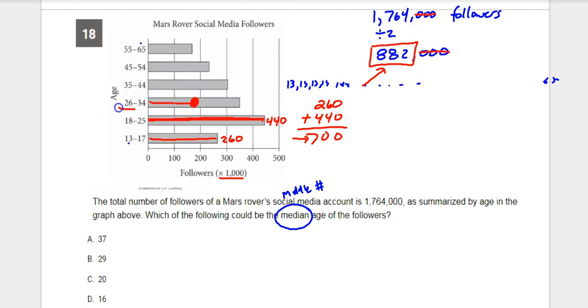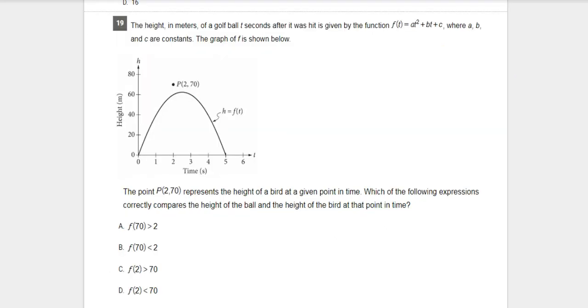So I need to find somebody within this group, and the only number that really fits into that group is B. A 29-year-old would fit somewhere in there at that halfway point. So that problem was a little bit tricky. There wasn't a lot of high-level math, but just understanding the chart and how to find the median of a bar graph. All right, number 19, we've got a graph here.